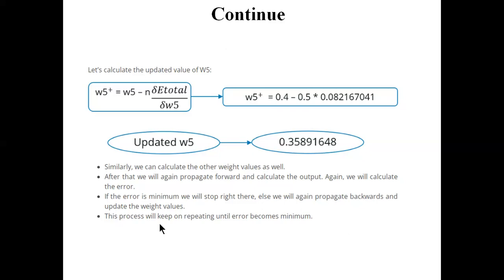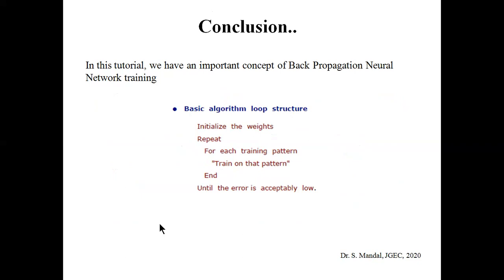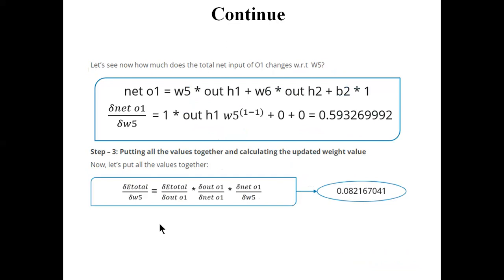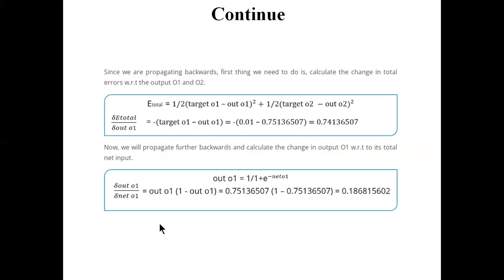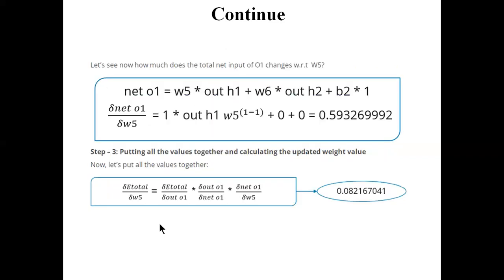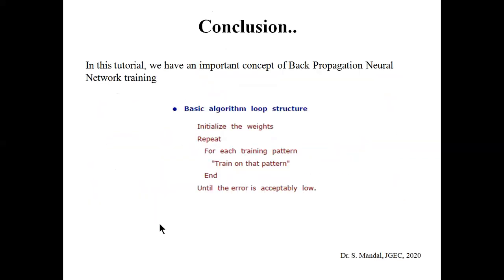I hope with this example the backpropagation algorithm is clear to you. Here we have studied an important concept of backpropagation neural network training. The simple structure is: initialize the weights and biases, and repeat the process for each training pattern until the error is acceptably low. There are lots of mathematical equations, so just keep your head cool, follow the stepwise process one by one, and we can easily get the updated values of the weights.